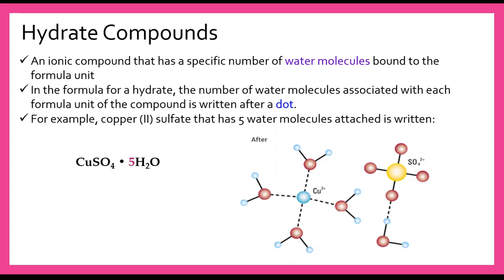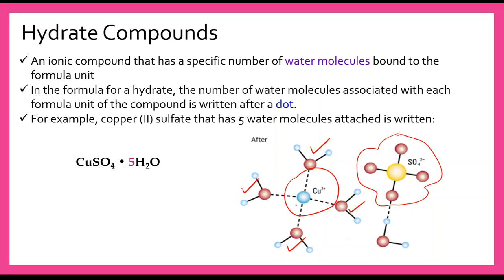Now you can tell how many waters are attracted into the formula unit by looking at the coefficient number in front of the water. Like right here, this coefficient number in front of the H2O. Okay, so here, as you can see, here's your copper, here's your sulfate. That's copper(II) sulfate, the ionic compound. Around it are the 5 waters.